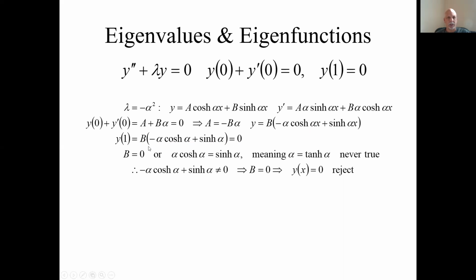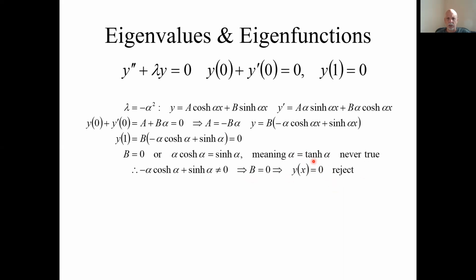Now here we get to a bit of a subtlety. Either b has to be 0 or what's in parentheses here has to be 0. So can this part ever be 0? That would mean alpha cosh alpha equals sinh alpha, or it would mean alpha equals tanh of alpha. Can that ever be true? Well, I'll get to that on the next chart. But actually, that can never be true, which forces us to set b to be 0, which means we end up with the trivial solution and we reject it.